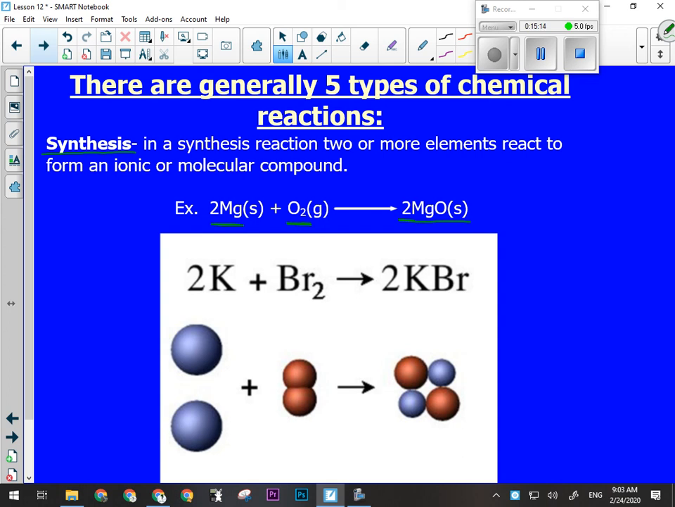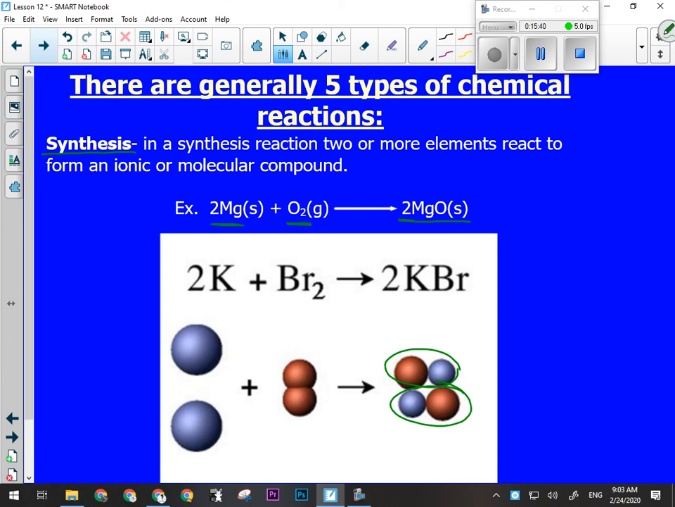Same with this example down here. So I have two potassium atoms. They're reacting with a molecule of bromine. And they're going to produce two molecules of potassium bromide. So this would be one molecule of potassium bromide. That would be the other molecule of potassium bromide. Do I still have the same amount of potassium and bromine on both sides? I do. The equation is balanced.